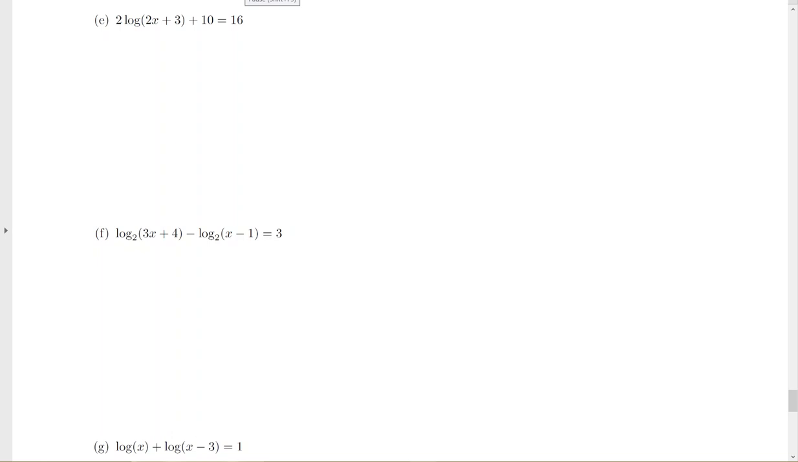In solving these log equations, they're asking us to round to 3 decimal places if necessary. So we are looking for a decimal answer to these. When solving a log equation, remember that you do want to isolate the logarithm first. So any numbers that are near it, we want to move to the other side.